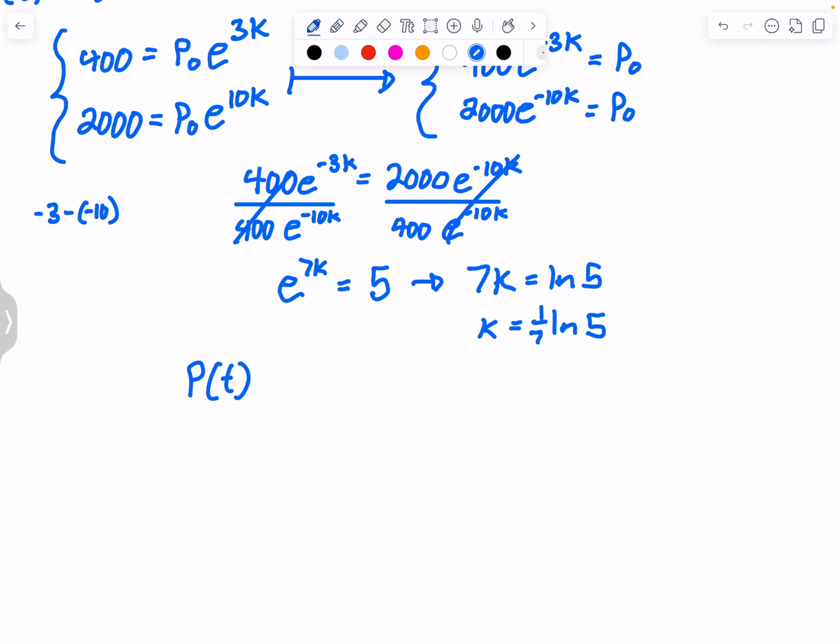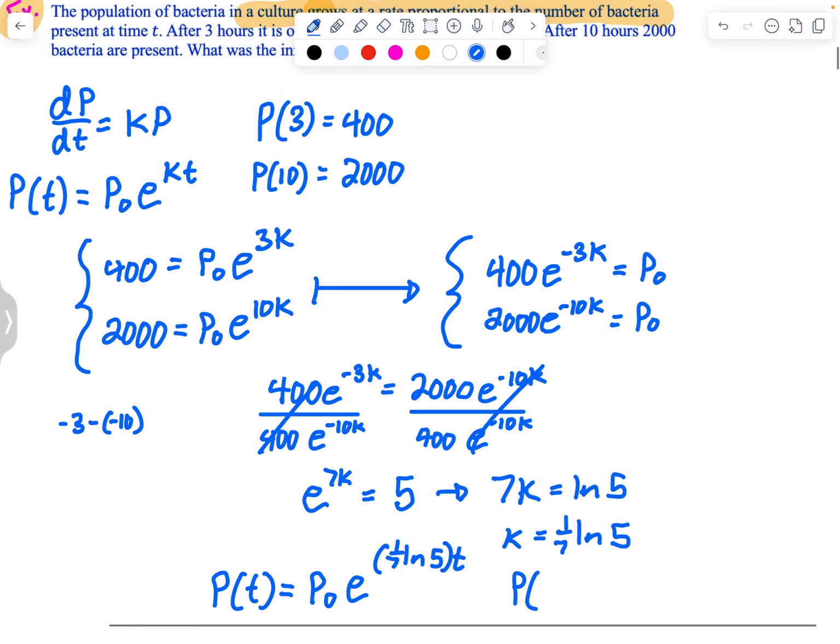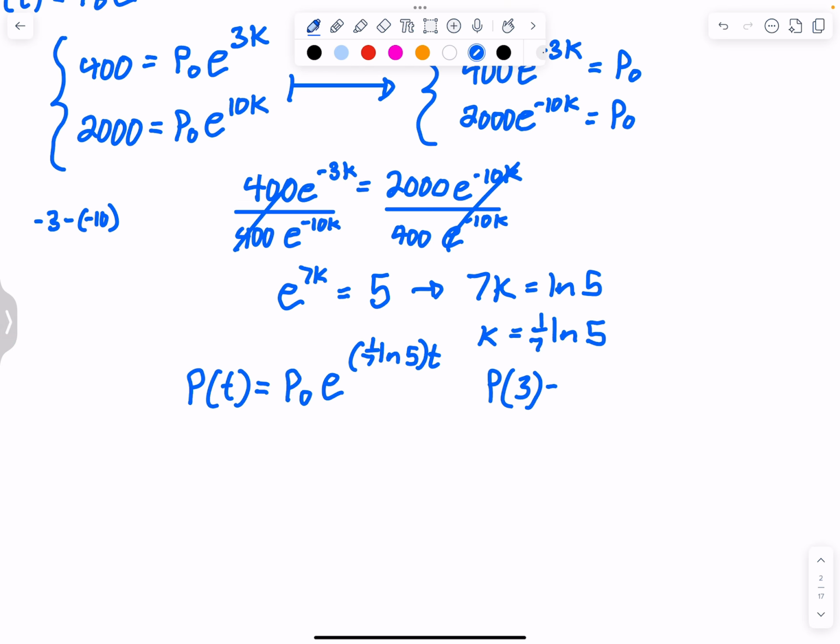All right, so that gives me my equation. P of t is equal to P naught e to the 1/7 ln of 5 t. So notice we still don't know what P naught is. But now, since we solved for k, I can actually just plug in one of my values to solve for it. So let's do P of 3 is 400. So we'll plug it in: 400 equals, we don't have P naught, but I have e to the 1/7 ln of 5 times 3.